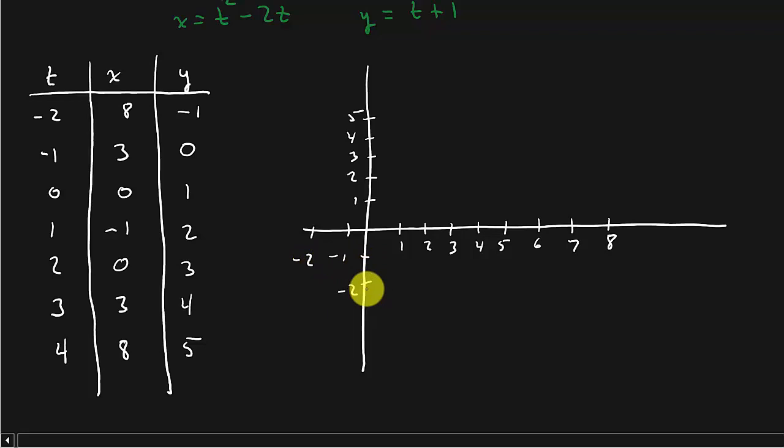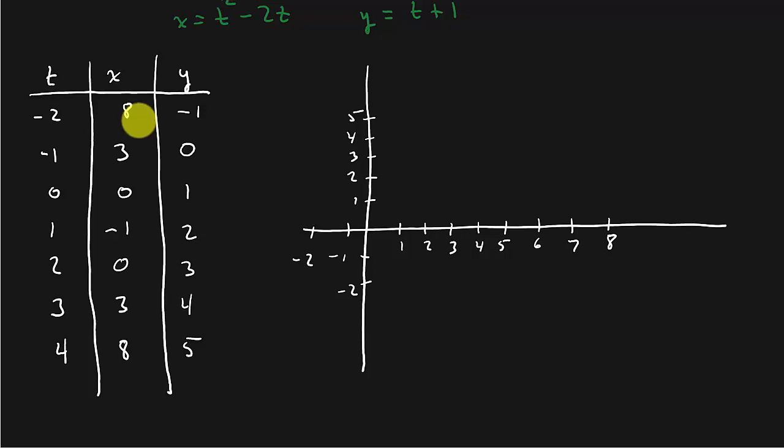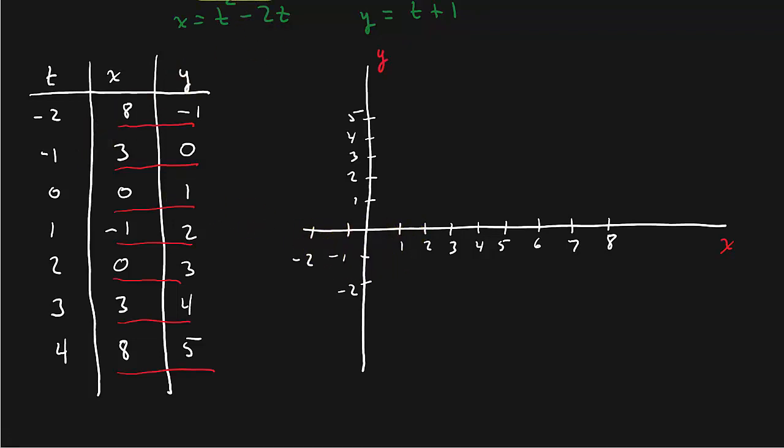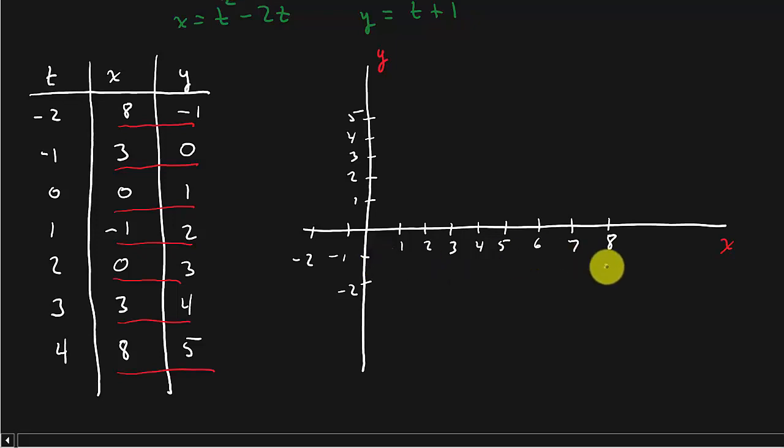All right, so let's plot. So the points that we're going to plot are these points. These are our x y coordinates right here, and we just plot them. This is our x-axis, and this is our y-axis. So we're going to plot the point 8, -1. And let's see, we'll do that in a little bit different color. So there's the point 8, -1. And this is the value where t is equal to -2. And then we're going to plot the point 3, 0.